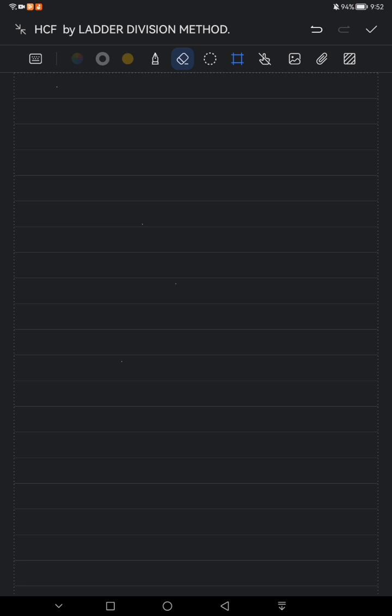In today's lesson, we are going to learn how to find the highest common factor, also called HCF, by a very simple and easy method. This method is known as the ladder division method. You already know that HCF means the greatest number that divides two or more numbers exactly without leaving a remainder. Let's see how the ladder division method works.